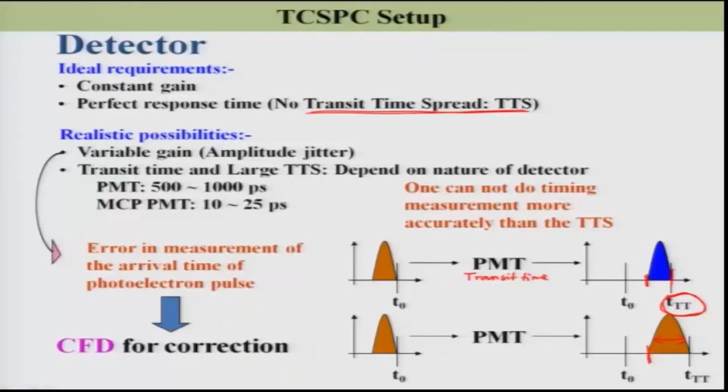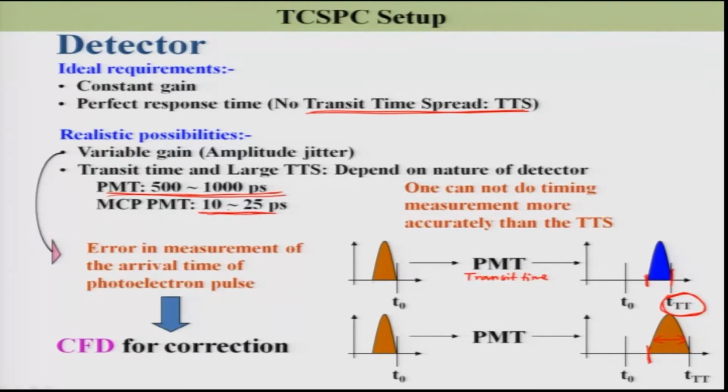For the normal PMT, that error is about, as I said, 500 to 1000 picosecond, and you cannot use such a detector to measure a lifetime of 1 nanosecond. If the lifetime is 10, 20, or 30 nanosecond, then it is okay, no problem. But if it is less than 1 nanosecond, then it is impossible to measure. People have done a lot of development to reduce this transit time spread, and ultimately came up with a better PMT, a better detector, where the transit time spread could be 10 to 25 picosecond, and nowadays people are using such detectors.